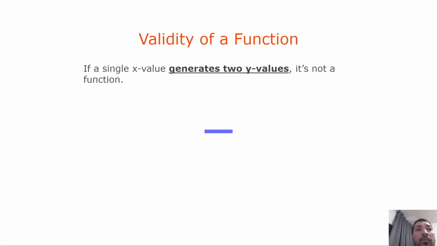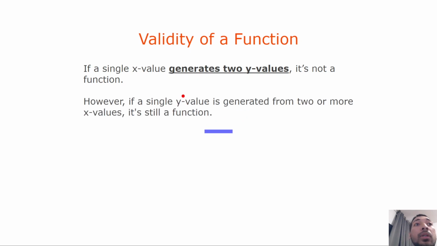Now for the validity of a function, a single x value cannot generate two y values. If it generates two y values, it's not a function. However, if a single y value is generated from two or more x values, it's still a function. And we'll see this in a moment over here.